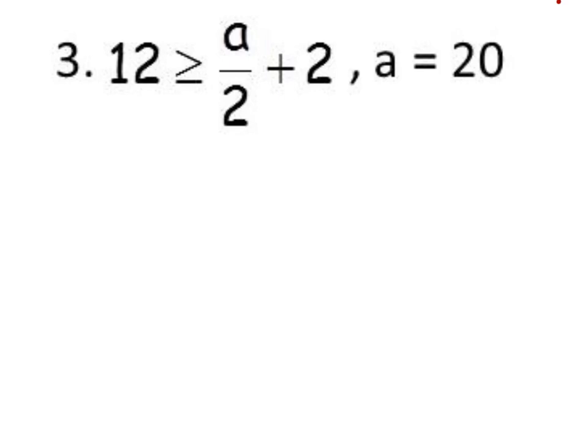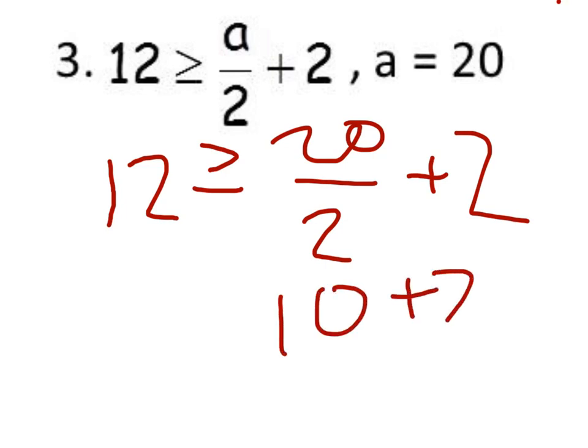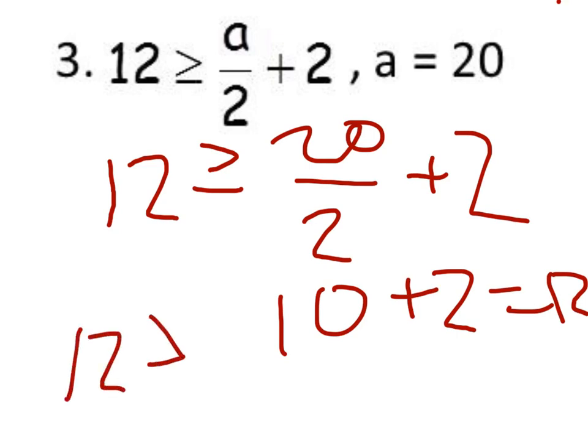Okay. So I switched the problem to 12. And then I switched A with 20. I have bad handwriting. Then I did plus 2. Then I did 20 divided by 2 is 10. 10 plus 2 equals 12. So what's left is 12 is greater than or equal to 12, which is true. All right, very good.